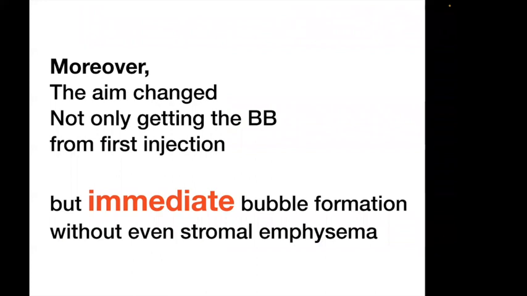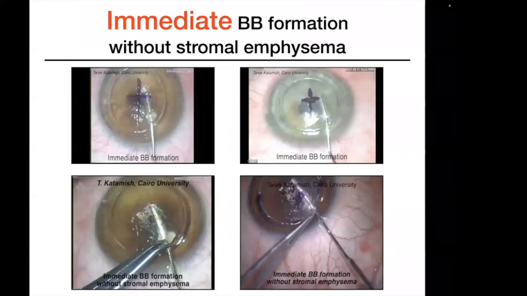Moreover, the aim changes, not only getting the big bubble from the first injection, but immediate bubble formation without even stromal emphysema. To prove my theory of the importance of injecting very deep: we are accustomed, in any big bubble, to have some emphysema, some whitening, and then the bubble forms. But if you are injecting very deep, as in these examples, you will find the bubble will form immediately without even emphysema, because you are injecting very, very close to your target.